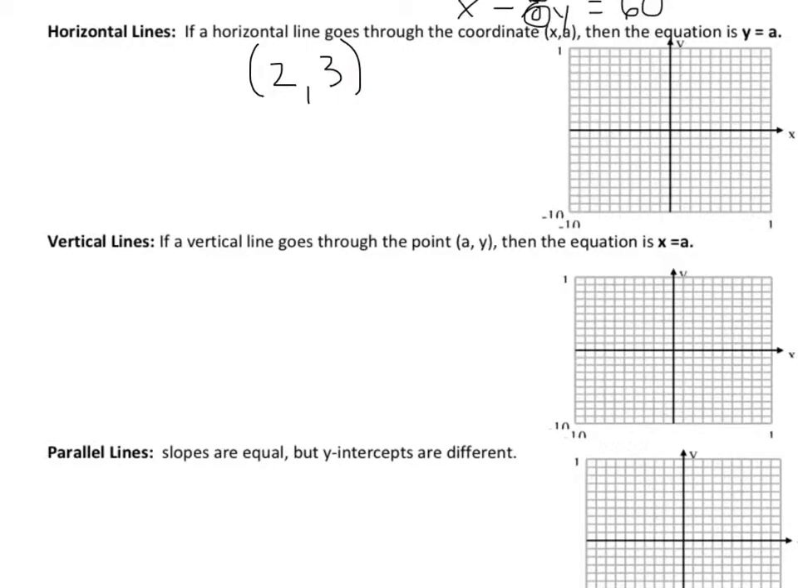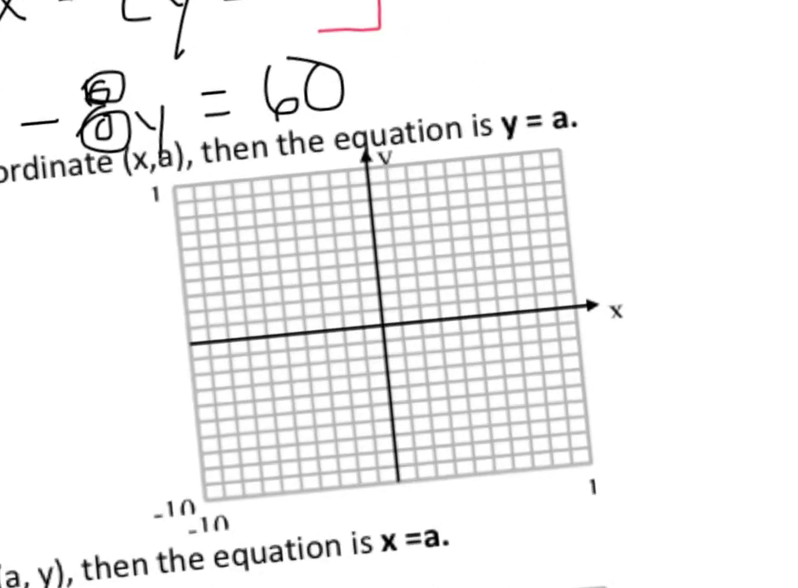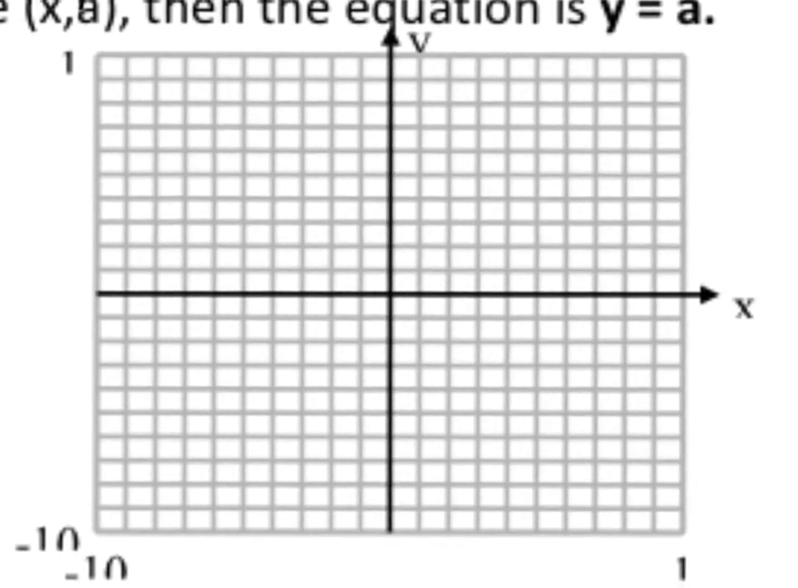If we graph that coordinate, let's go over to the graph. If we graph the coordinate 2, 3, go over 2 and up 3 would be right here. Again, we go over 2 for x and then up 3 for y. And then if we draw a horizontal line through that, I'll draw it as best as possible.